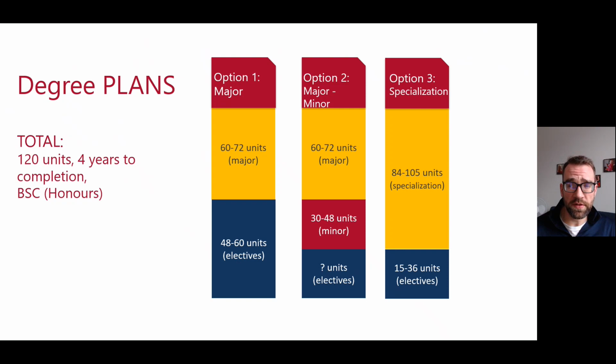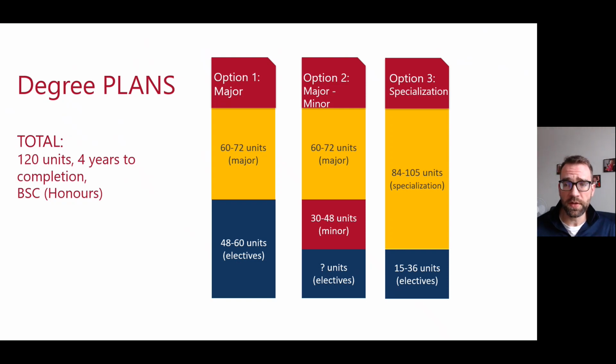There are specialization options in the sciences, but no joint honors. So remember, joint honors are just for arts programs. These plans range between 84 to 105 units, so the majority of your courses will be in that discipline. Specializations are great options for students depending on what you want. But as you can see here, the vast majority of your courses, especially after first year, are going to be in that specialization, in that concentration. So make sure you're really into it if that's where you want to go.